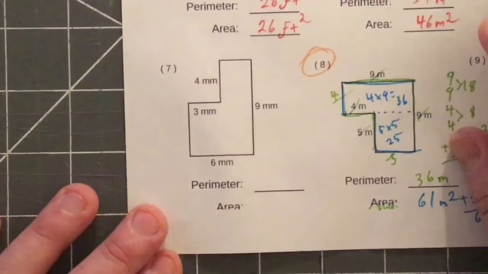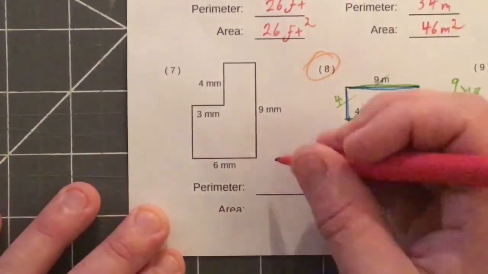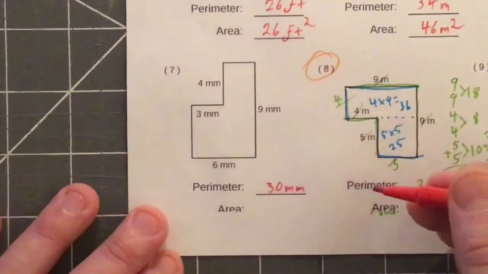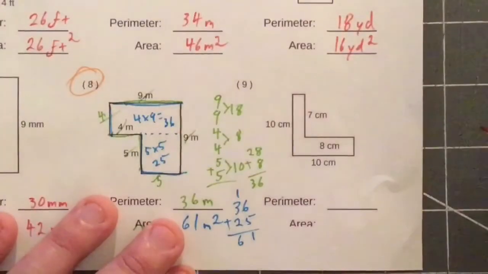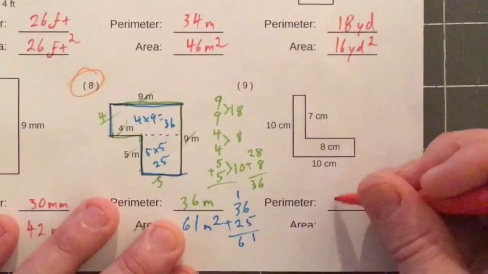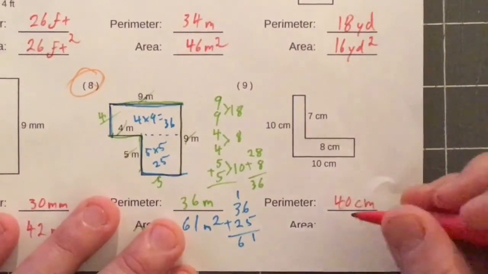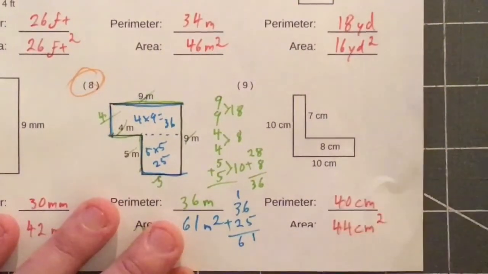Last 2 down here, number 7 should have a perimeter of 30 millimeters and an area of 42 millimeters squared. And number 9 should have a perimeter of 40 centimeters and 44 centimeters squared.